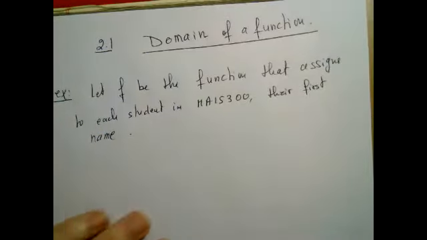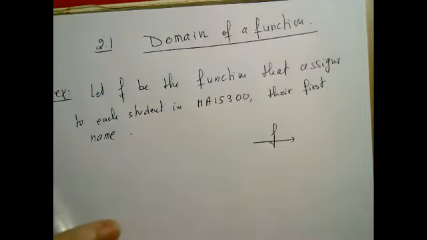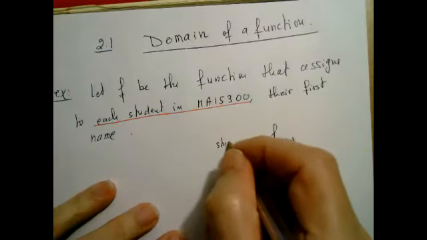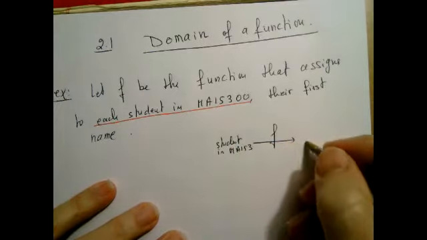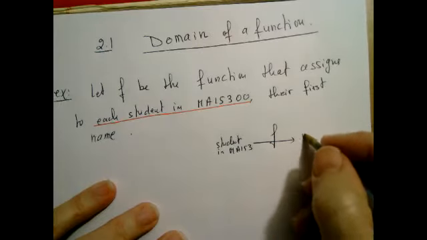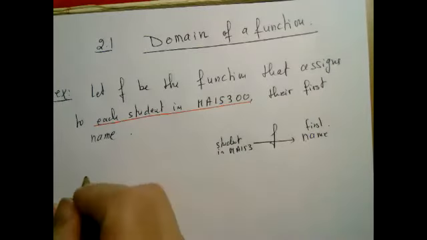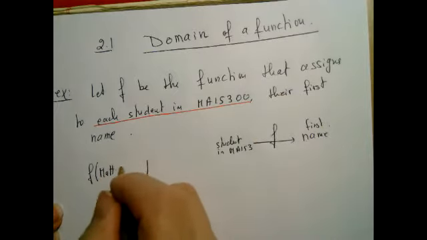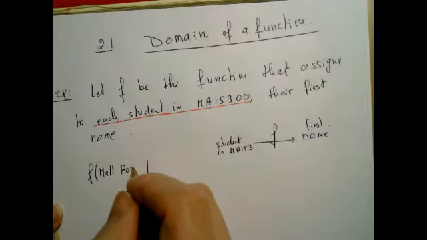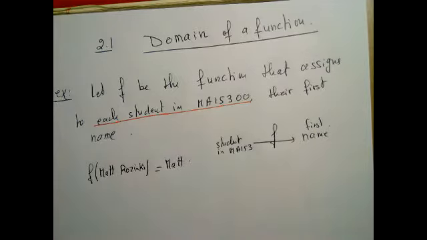Okay, so now I have a function, a rule that takes for input the student in this class. So it takes a student in MA153 and assigns something to them, their first name. So if I pick one of the students who put on chat, I would write f of Matt Rosinski will be the first name, which is Matt. That's really how the function is defined.